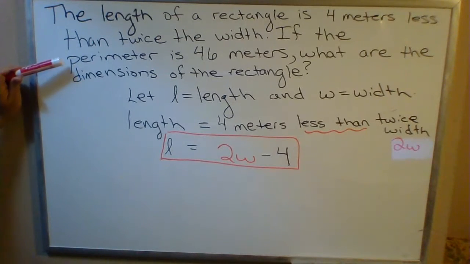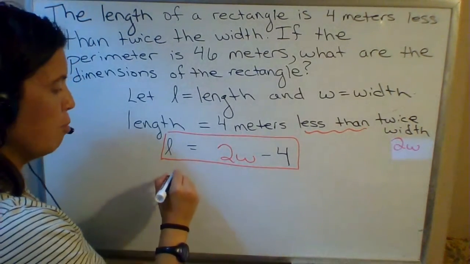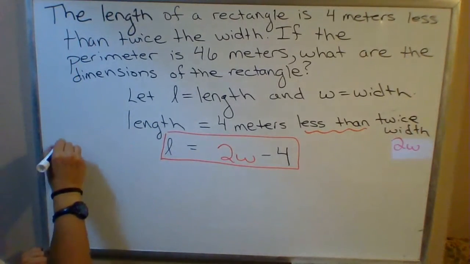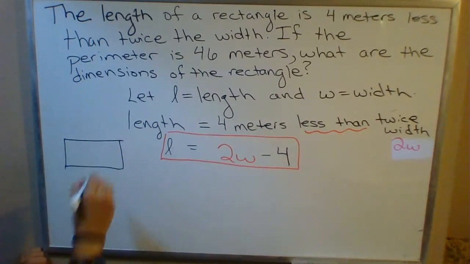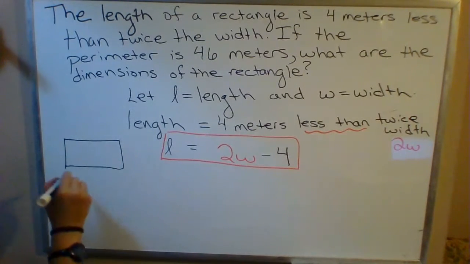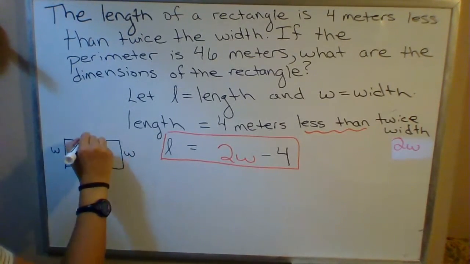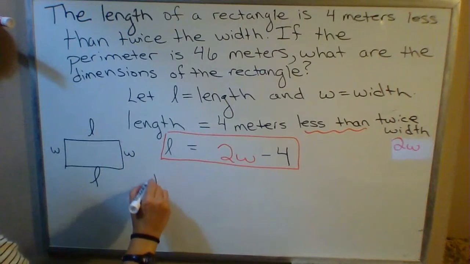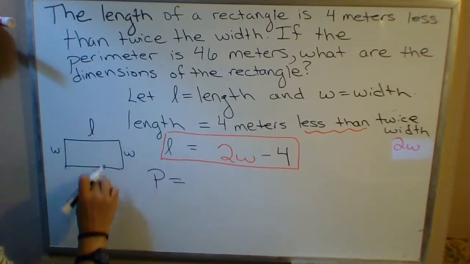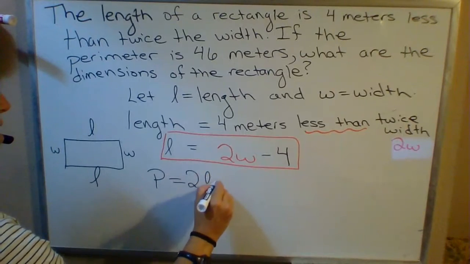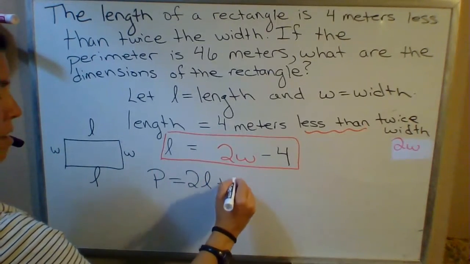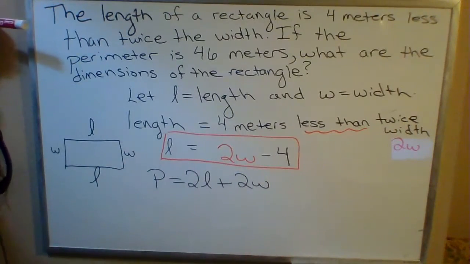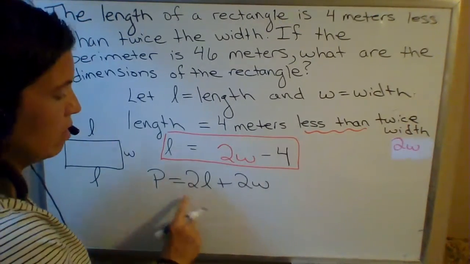Now the second sentence. If the perimeter is 46 meters, what are the dimensions? Okay, so you need to recall the formula for perimeter of a rectangle. Let me just draw a rectangle off to the side here. Perimeter is the length of all 4 sides. I'm going to call this the width, and I'll call this the length. If you add up the lengths of all the sides, that's what perimeter represents. So it's going to be the length plus the length, so 2 times the length, plus the width plus the width, so 2 times the width. There's your perimeter formula for a rectangle, 2L plus 2W.